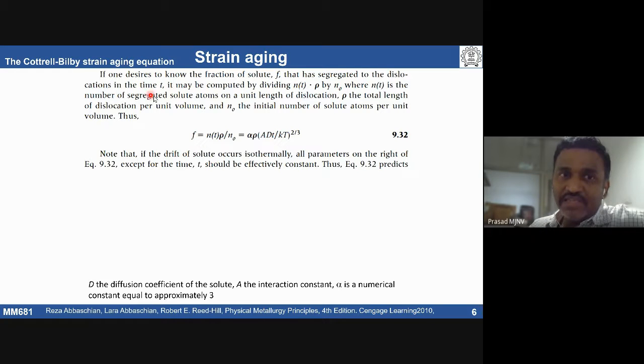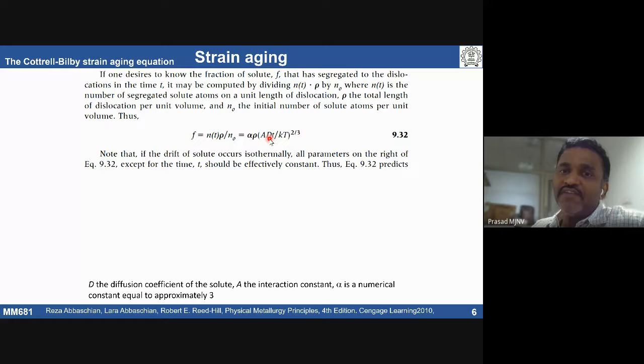So at a given temperature, in a given time t, how much fraction of solutes can segregate to the dislocations can be estimated using this equation, where D is the diffusivity of the solutes, K is a constant, alpha is a numerical constant, rho is the dislocation density, and T is the temperature. This equation has been proposed to understand how much fraction of solutes are segregating to the dislocations in a given time t at a given temperature T. Small t is the time, capital T is the temperature, and temperature will also be part.